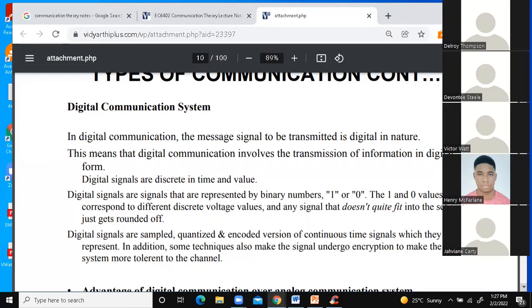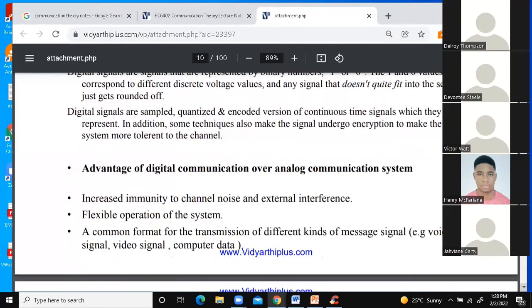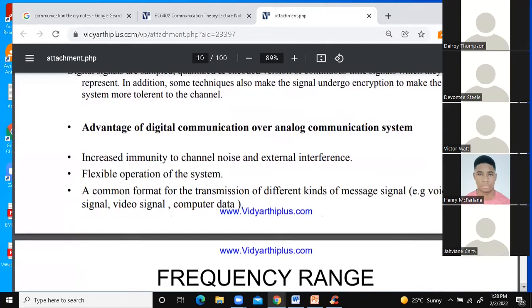Digital signals are sampled, quantized, and encoded versions of the continuous time signal which they represent. In addition, some techniques also make the signal undergo encryption to make the system more tolerant to the channel. So what are the advantages?